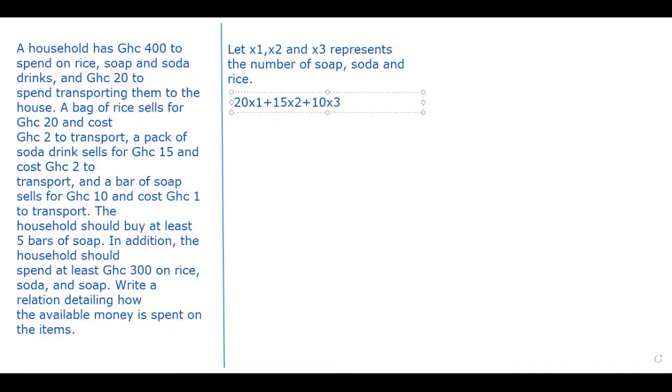Then this one, we are not dealing with an equation, so we are not going to use an equal sign. We are dealing with inequalities, so either greater than or equal to, or less than or equal to, right? So this one, you are saying the household has 400 cedis to spend, meaning it is what? Is it greater than or equal to or less than or equal to? We are saying the household has 400 cedis to spend. You cannot spend more than what you are having. So it's less than or equal to 400 cedis. So this is the first expression.